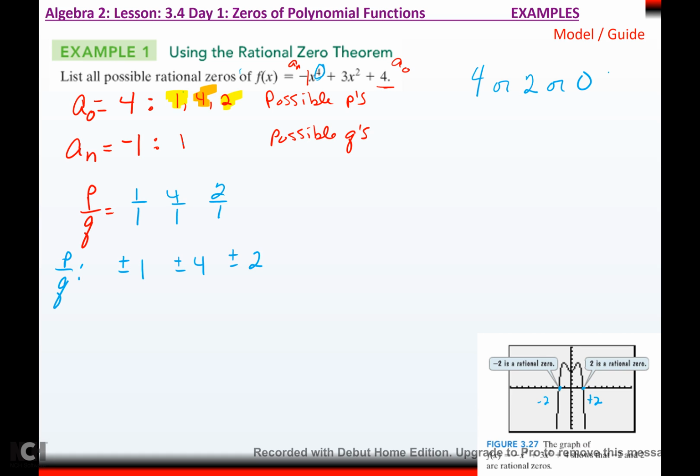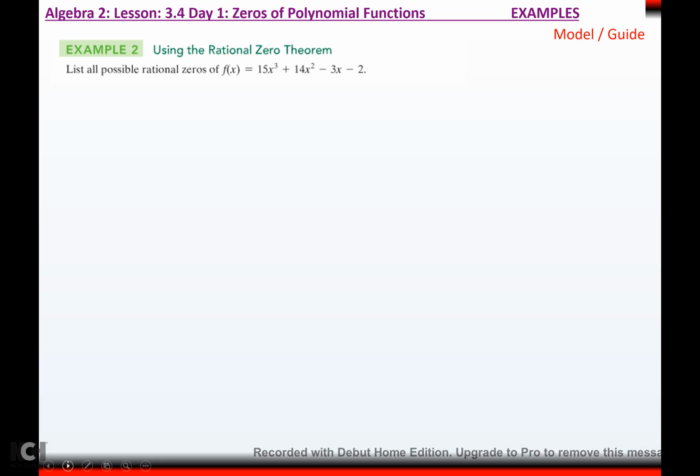And you can see that this thing crossed twice. Okay, and those are the two rational zeros, which means the other two must be imaginary. All right, so list all the possible rational zeros of this function.